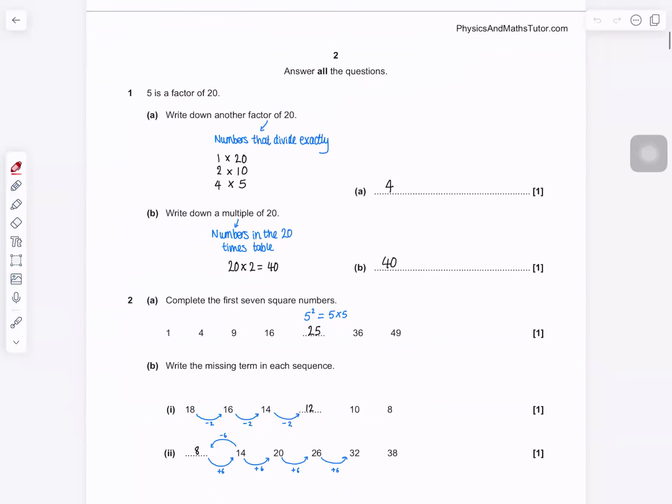5 is a factor of 20. Write down another factor of 20. You can pick 4. You can put 10. Any other factor of 20? 5. Oh, we already got that.